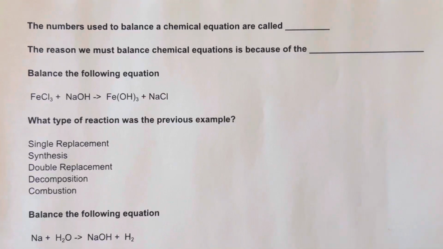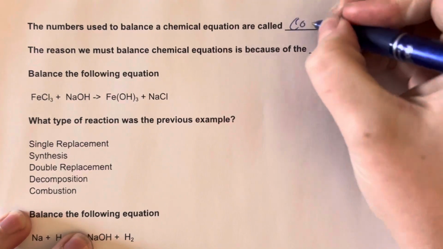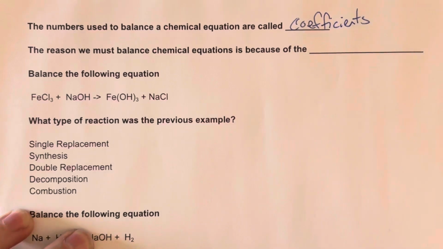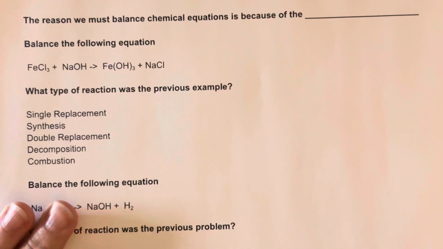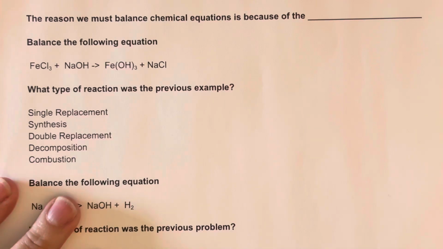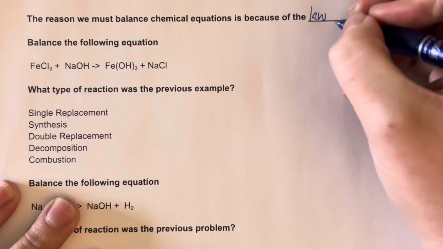The numbers used to balance a chemical equation are called coefficients. The reason we must balance chemical equations is because of the law of conservation of mass.